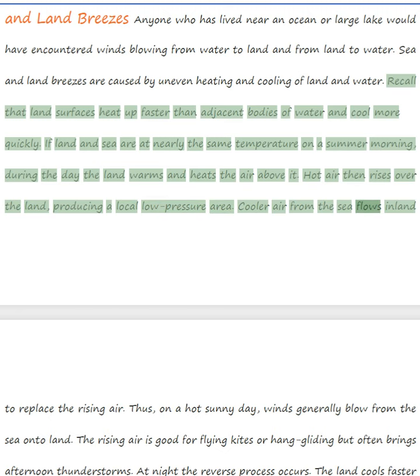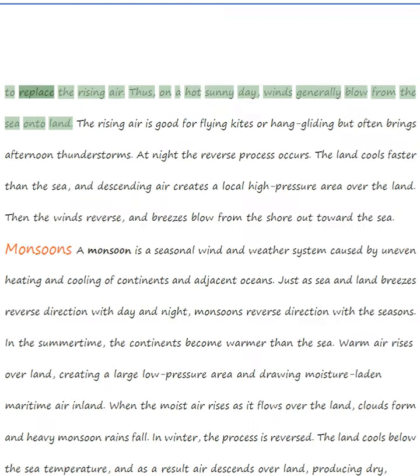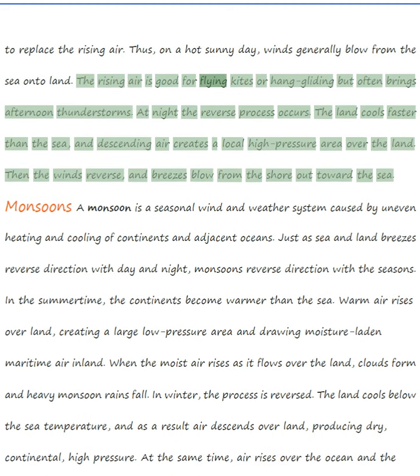Cooler air from the sea flows inland to replace the rising air. Thus, on a hot sunny day, winds generally blow from the sea onto land. The rising air is good for flying kites or hang gliding but often brings afternoon thunderstorms. At night the reverse process occurs. The land cools faster than the sea, and descending air creates a local high-pressure area over the land. Then the winds reverse, and breezes blow from the shore out toward the sea.